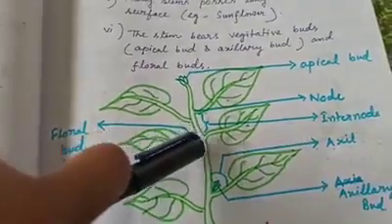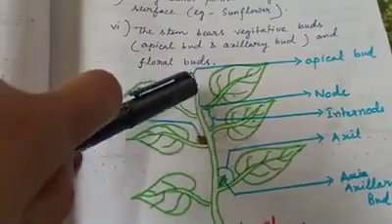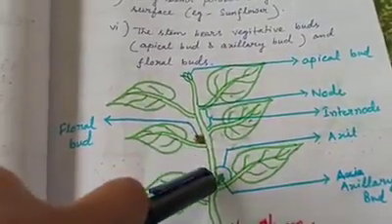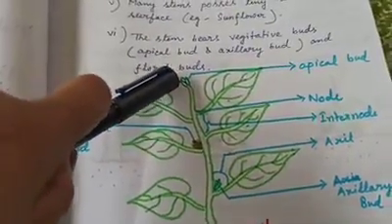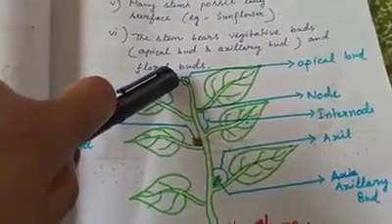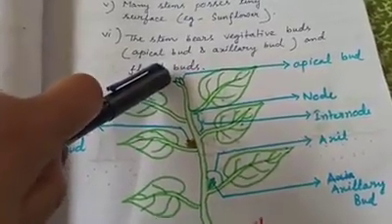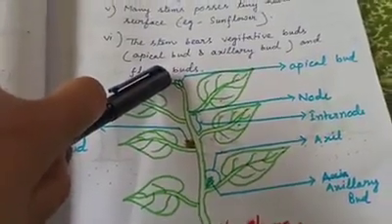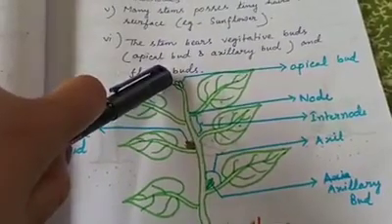Other than that, I have already told you buds are present throughout the stem. This is the apical bud, which is present at the terminal portion of a stem, which may grow into leaves or branches and which helps the stem to grow taller.